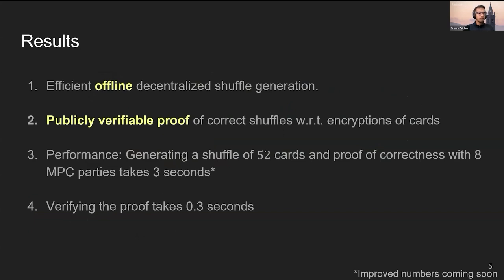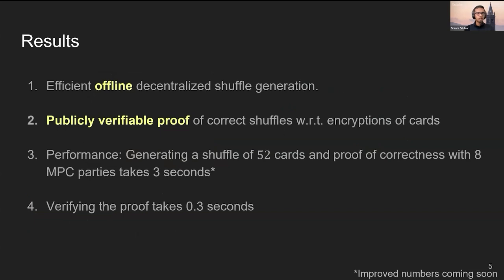So what do we try to do? We try to generate offline shuffles, in the sense that we generate permutations that are offline, and we still need to prove that they're correct. So we produce publicly verifiable proofs that the shuffles are correct, and such that when the players arrive to the game, they can start playing instantly with shuffles.